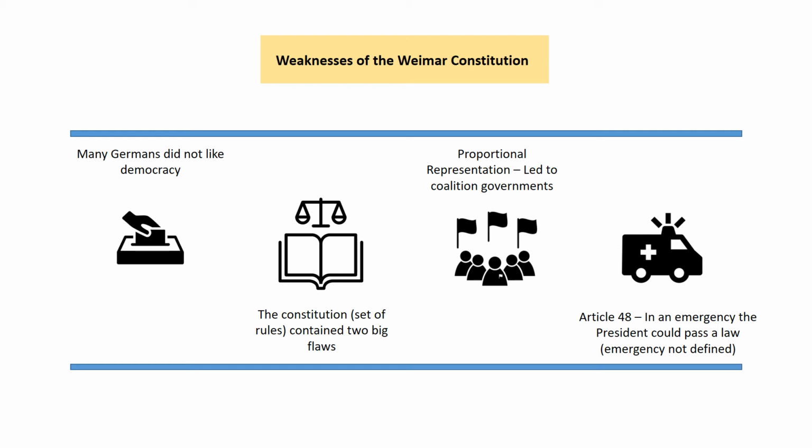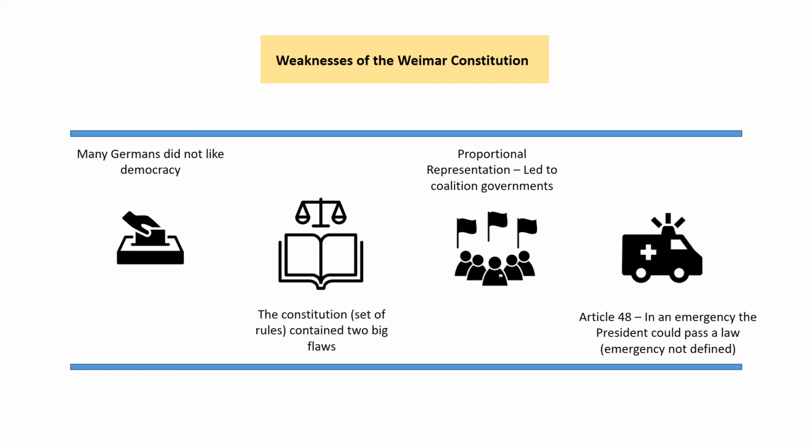The Constitution, which is the set of rules that run a country, while it looks great, it actually contains two big flaws. The first being proportional representation, and that's the way that people vote, so PR. And the problem with proportional representation is it leads to coalition governments. So you end up with loads of parties having lots of different amounts of seats, and you don't have one strong central government. And that is a problem because when you want to get things done, you're going to have to find consensus, and all those little parties are going to have to agree with each other. And that in a crisis is going to be very difficult.